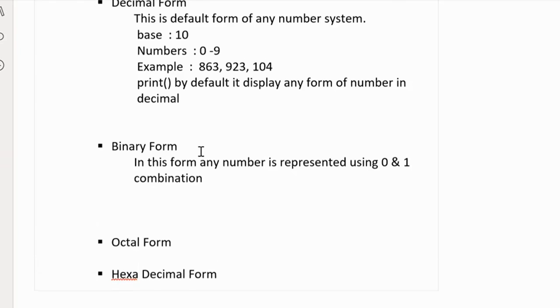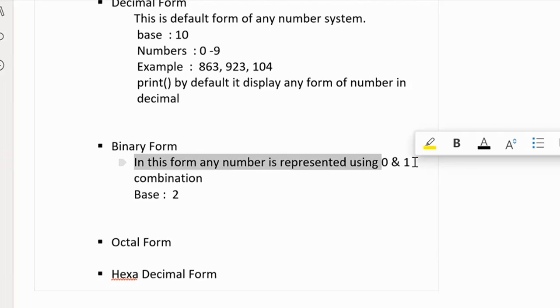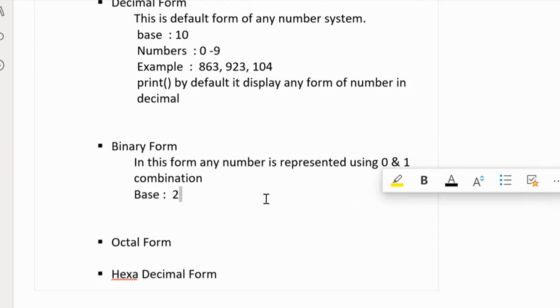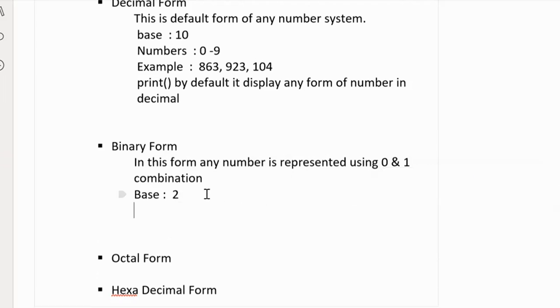Now, what is the base of the binary form? The base is equal to 2, because the maximum number of different digits it will use is two, 0 and 1. Whatever number you give it, it will be represented in a combination of 0 and 1 only. So the numbers are 0 and 1.